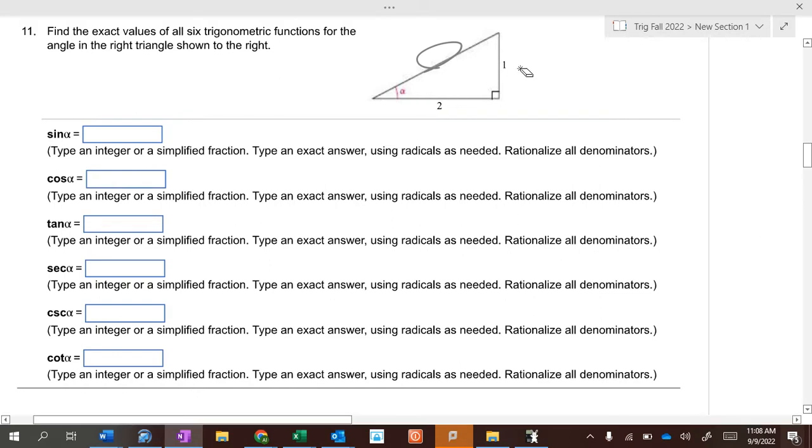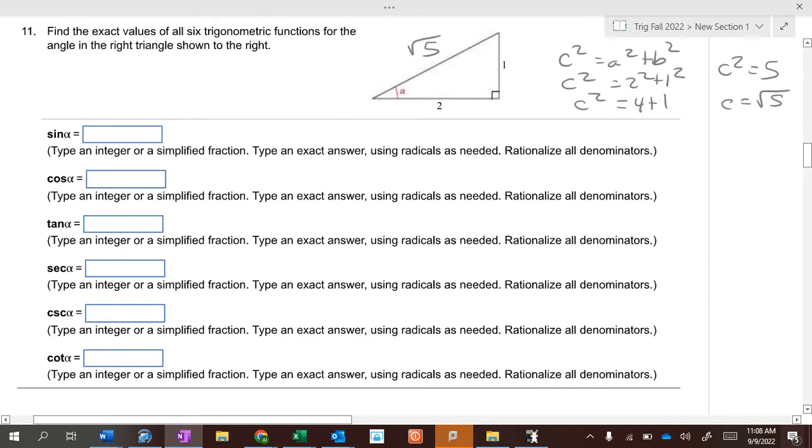So let's do the Pythagorean theorem here. C squared equals A squared plus B squared. C squared equals 2 squared plus 1 squared. What's 2 squared? 4. 4 plus 1 is? C squared equals 5, so C equals? So if that's the square root of 5, what's the sine of alpha? Alpha's there.